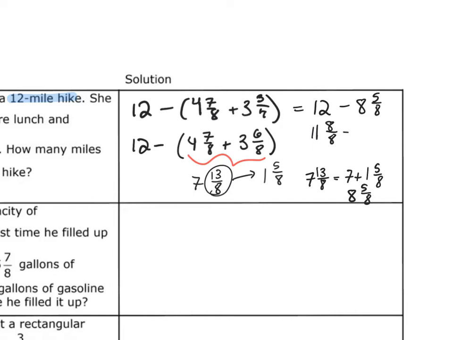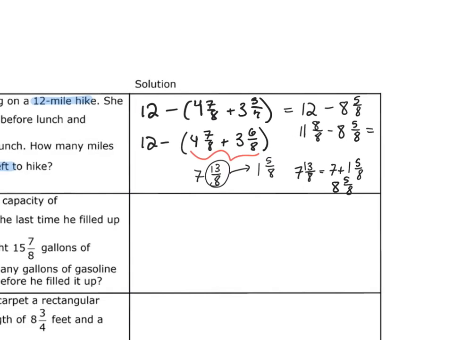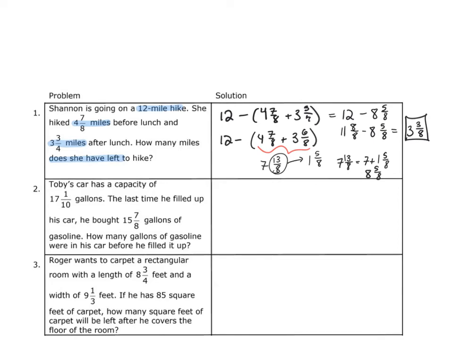So now we're ready to subtract 8 5/8. All I need to do is subtract 11 minus 8, that's 3, and then subtract 8/8 minus 5/8. That's 3/8. So I can see that she has 3 3/8 miles left to hike.